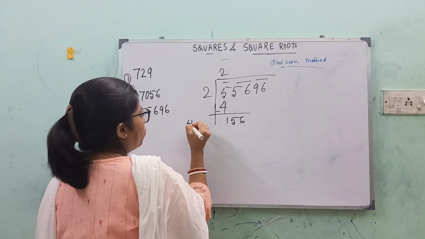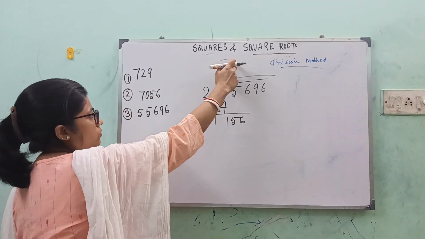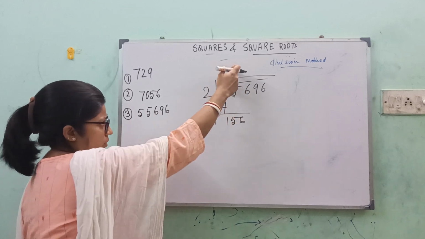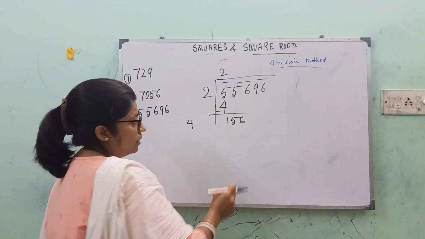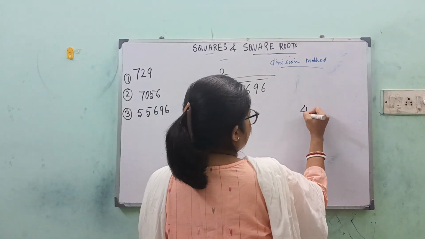Now 2 square is 4. Now we'll check for a number which, when placed over here and also put over here and multiplied, gives us a number either equal to 156 or close to 156. So what number shall we place over there? Let us check. So 43, if I place.